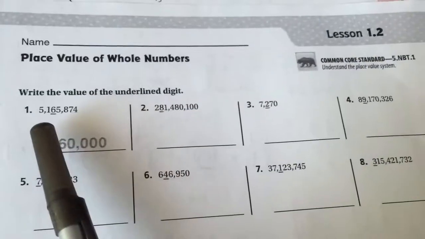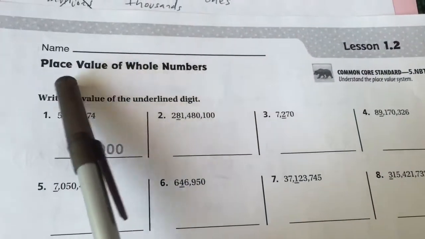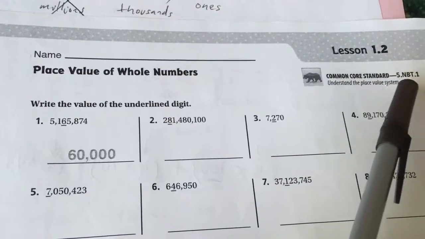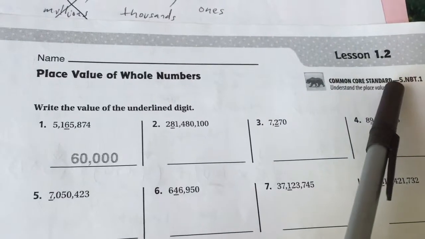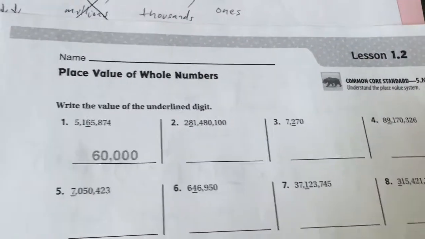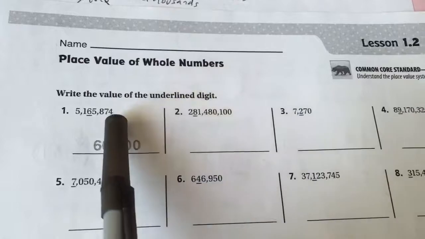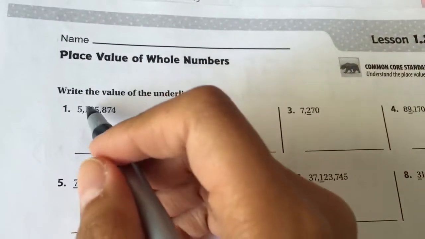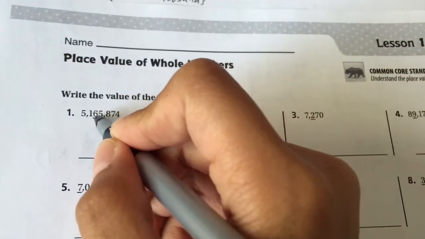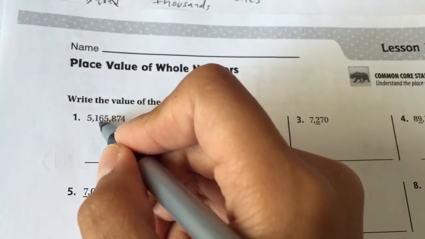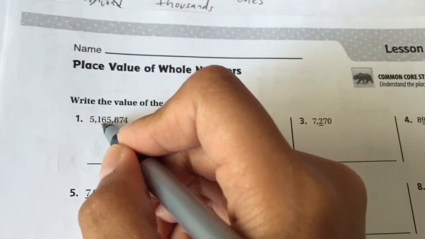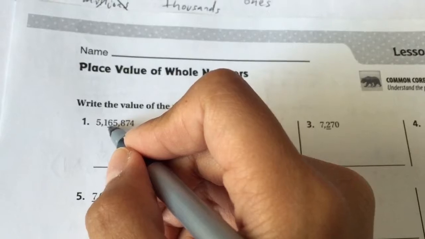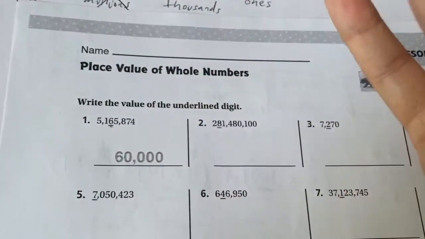Okay. As I mentioned at the beginning of this video, we're doing place value of whole numbers, lesson 1-2. Still looking at 5.NBT.1, representing 5th grade. Write the value of the underlined digit. This is asking you, you see this one that's underlined, the 6, what does that 6 represent? Is it 6, is it 60, is it 600, what is that? So that's all they're asking. What's the value of that?